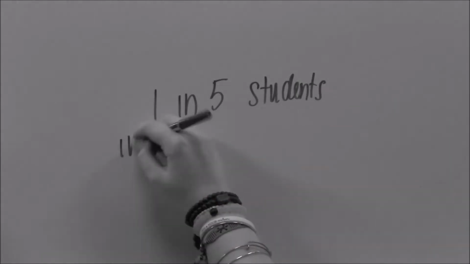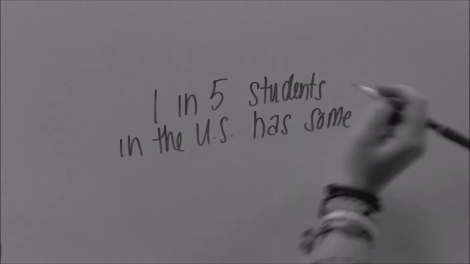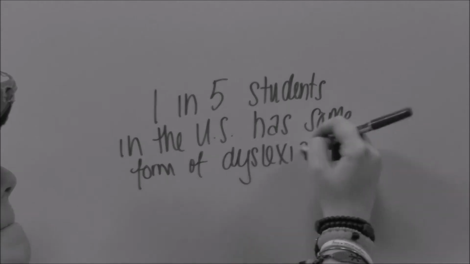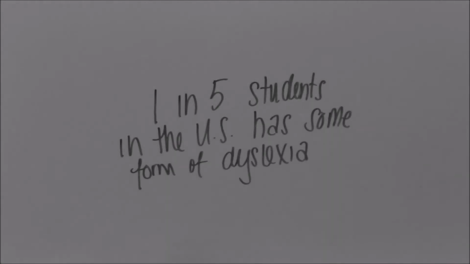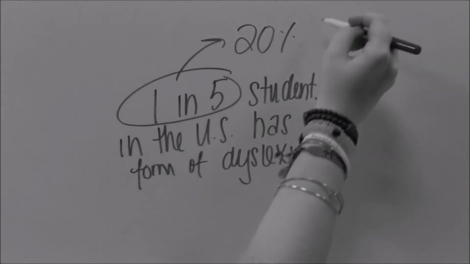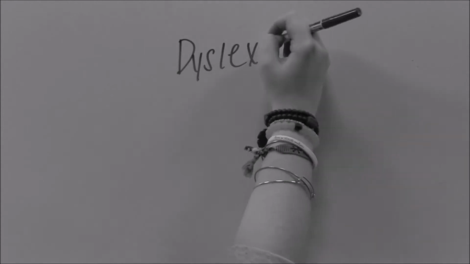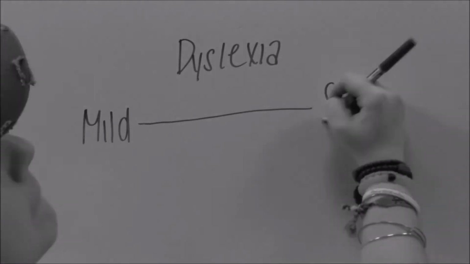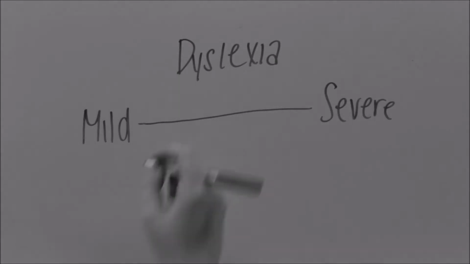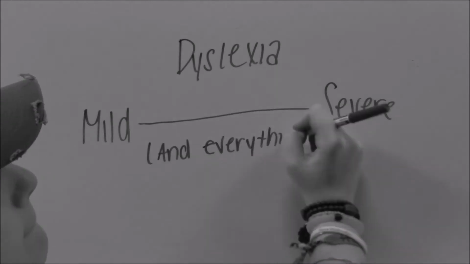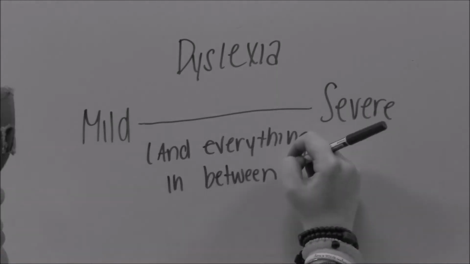One in 5 students in the United States has some variation or form of dyslexia. That means 20% of all of our students have dyslexia, and we need to be able to cater to them as teachers. Dyslexia can be mild to severe, and of course, everything in between. You can't forget about the skills in between.